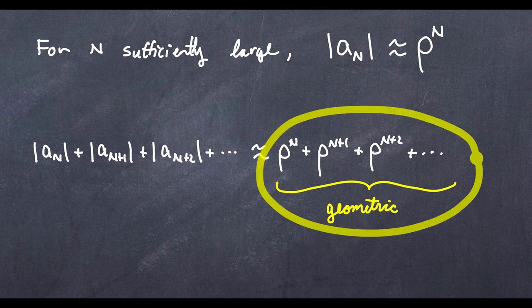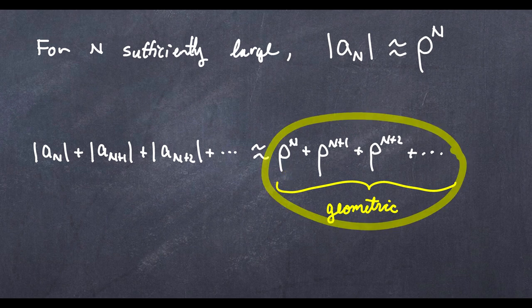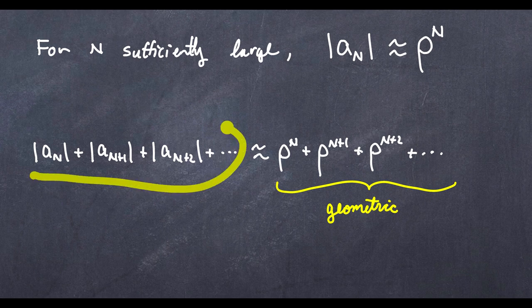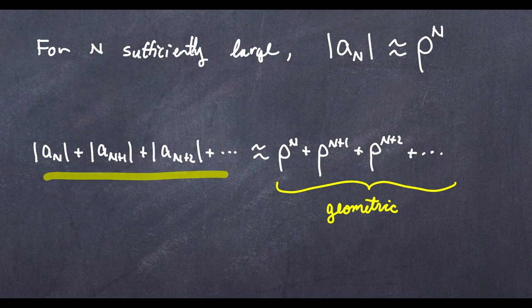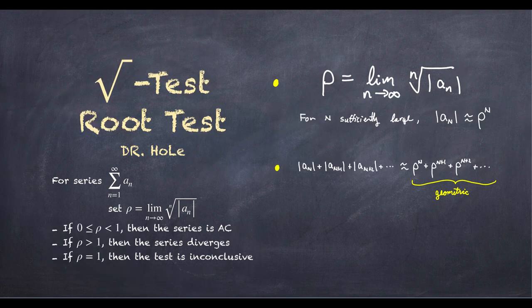As this is a geometric series determined by rho, if rho is less than 1, we have convergence, which by the limit comparison test is going to imply that our series converges. Likewise, if rho is strictly bigger than 1. Likewise, the inconclusive part can also be established by looking at p-series. Beautiful.